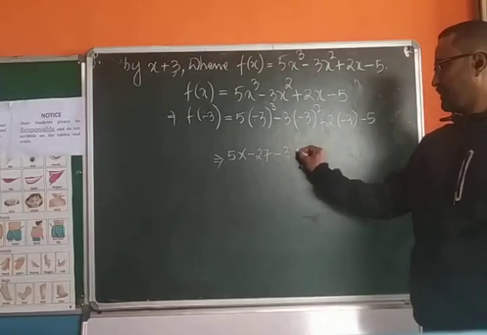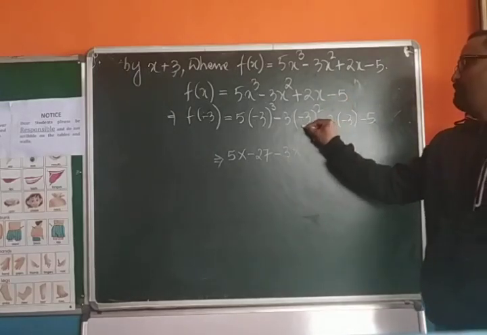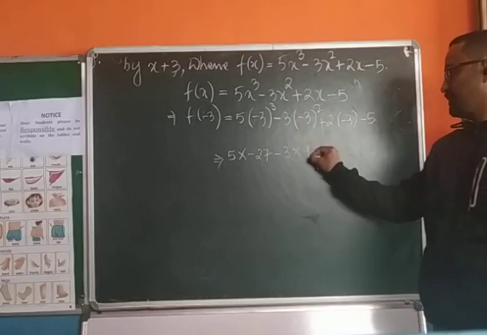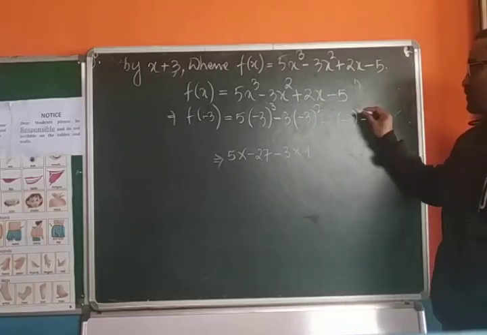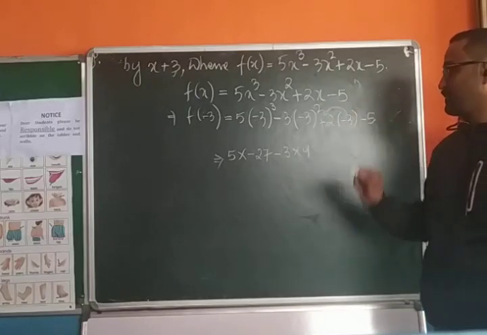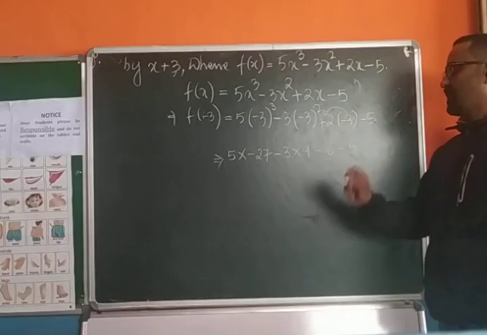minus 3. Negative of square is always positive. Minus 3 square is 9. The third bracket does not have exponent, so sign multiplies. Minus 6, minus 5.